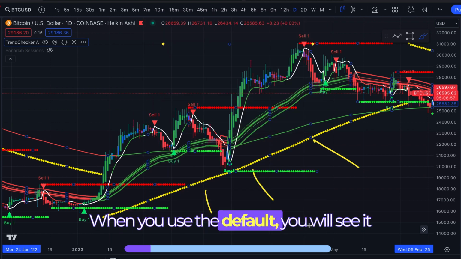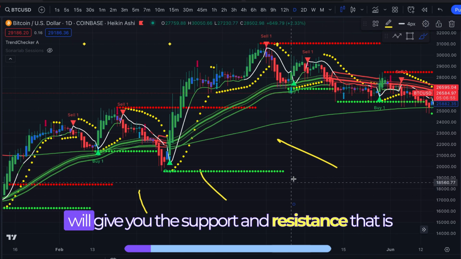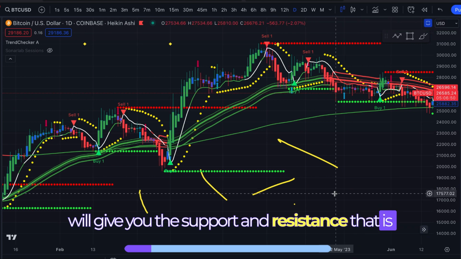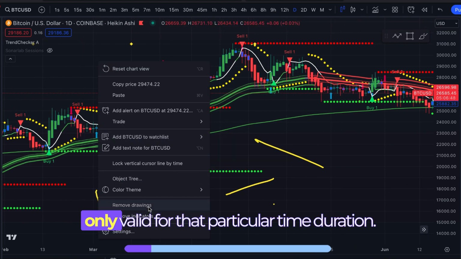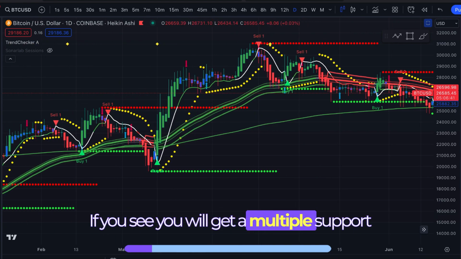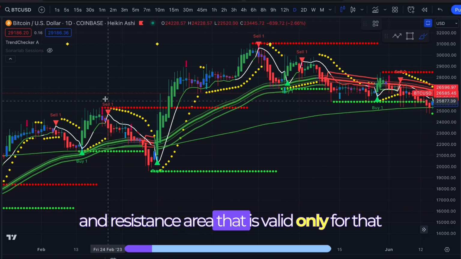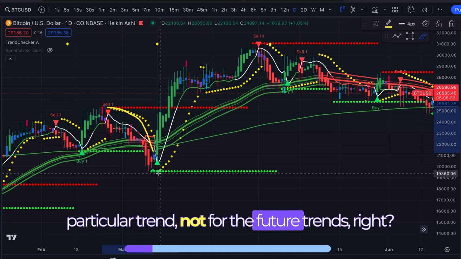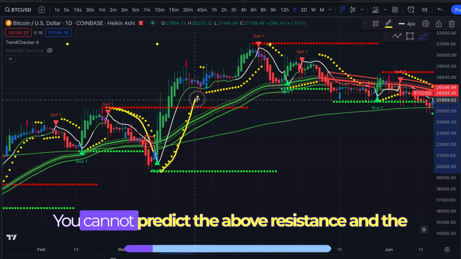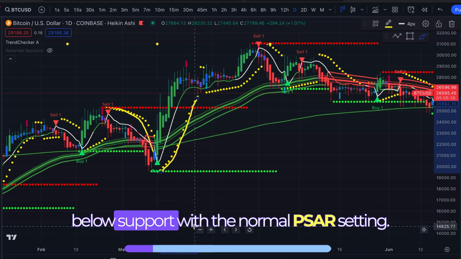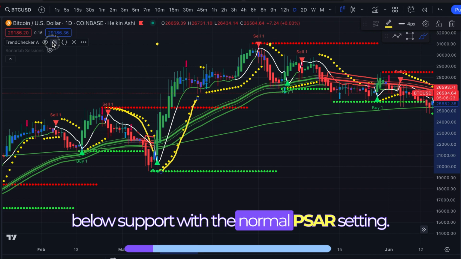When you use the default, you will see it gives you support and resistance that is only valid for that particular time duration. If you see, you will get multiple support and resistance areas that are valid only for that particular trend, not for future trends, right? You cannot predict the resistance above and the support below with the normal PSAR setting.